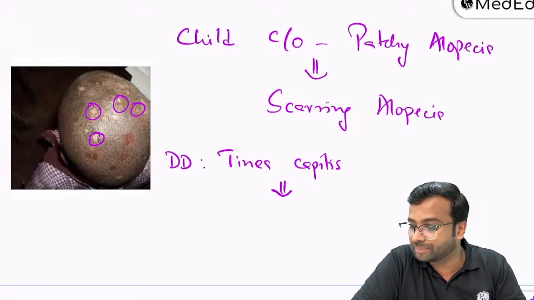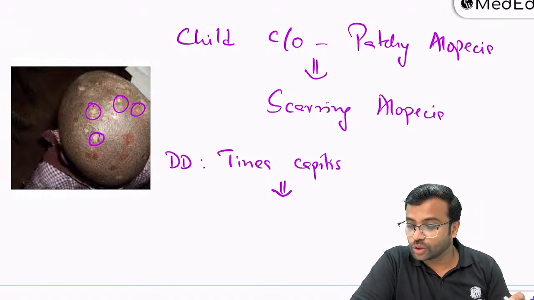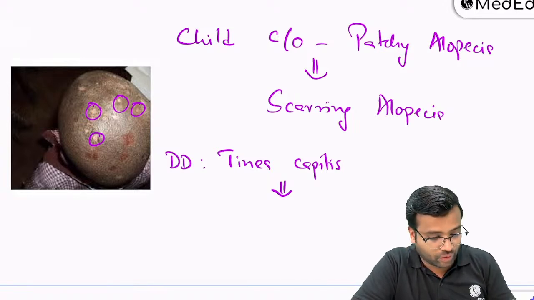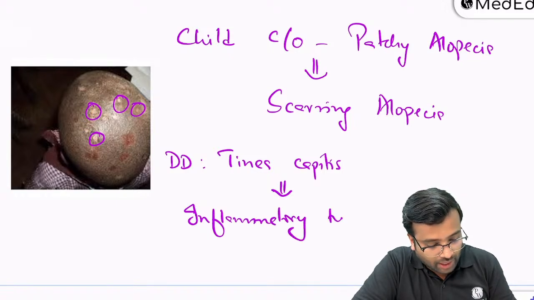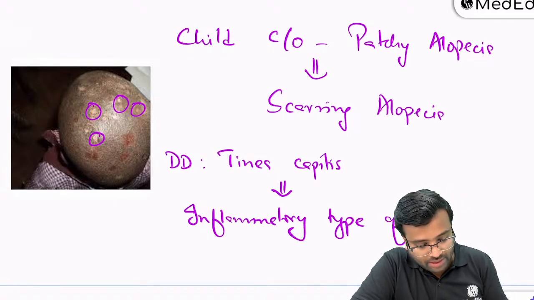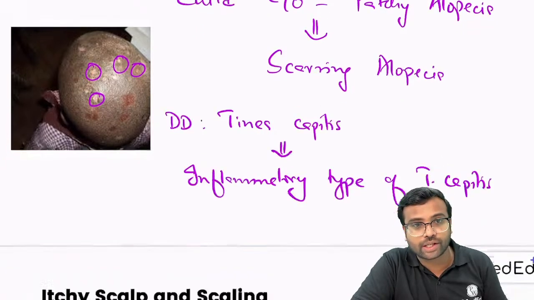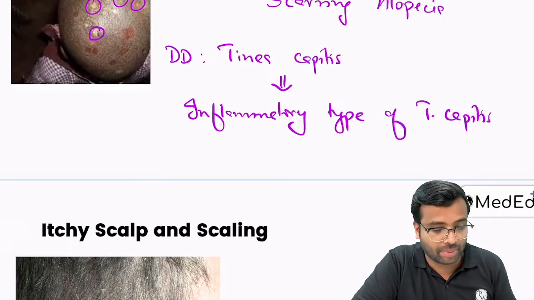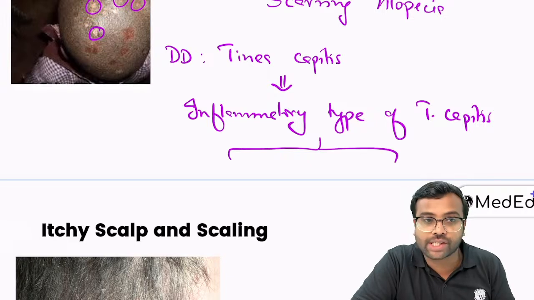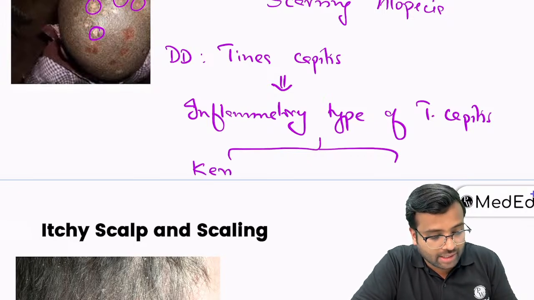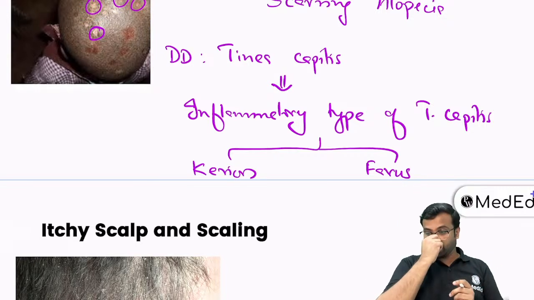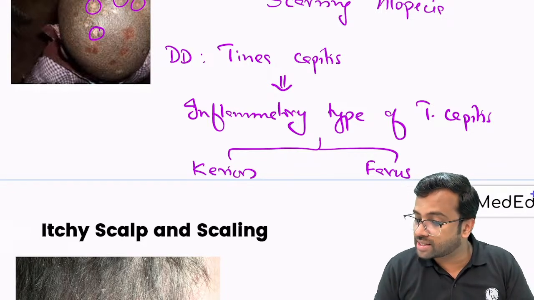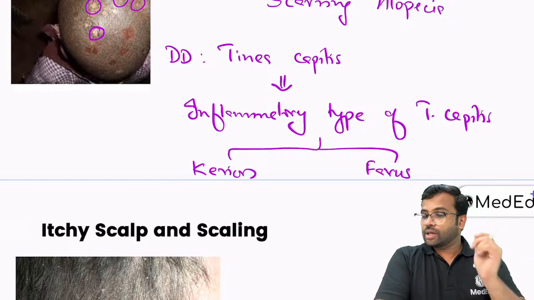Can anybody answer? Yeah, very good. So this is inflammatory type of Tinea Capitis. And what are the two options that you have? One is called Kerion. The other one is called Favus.